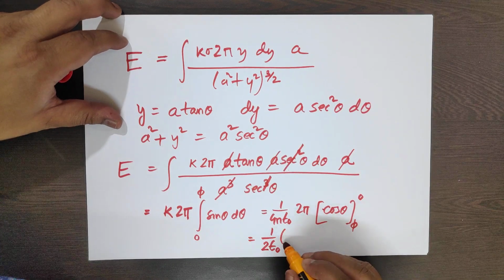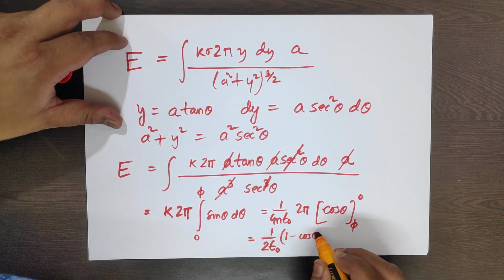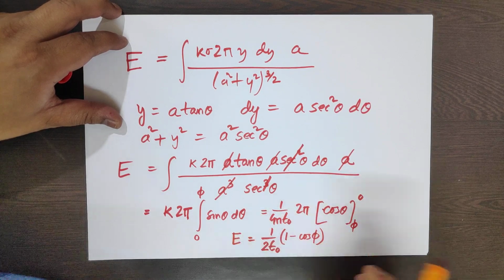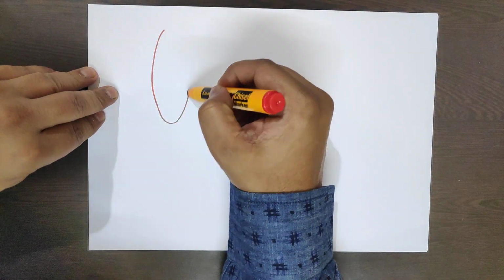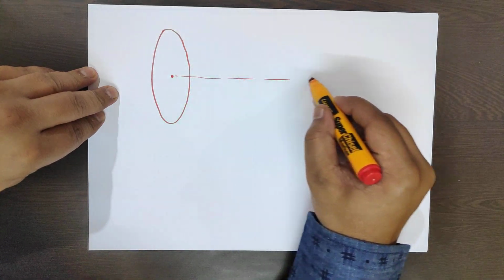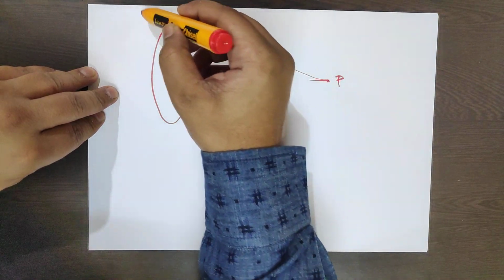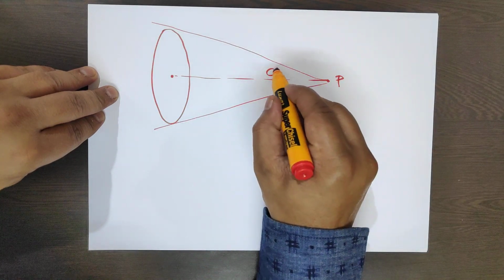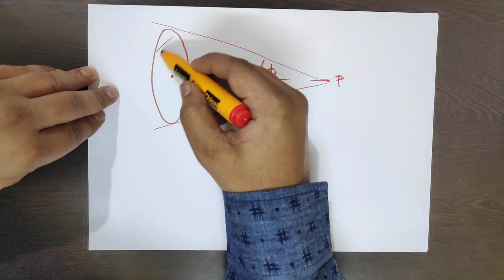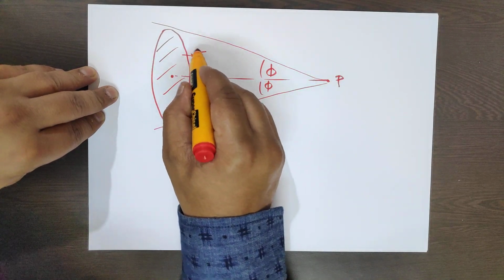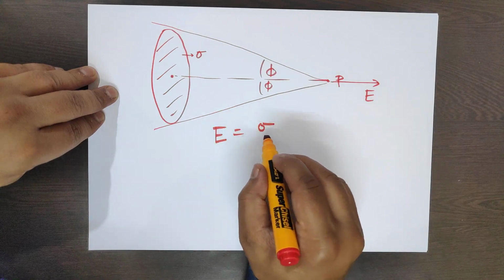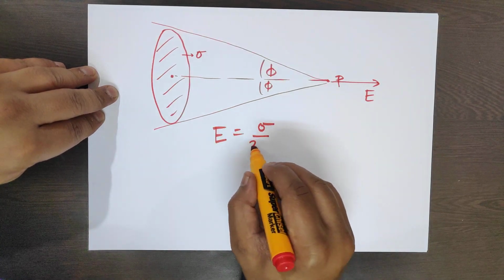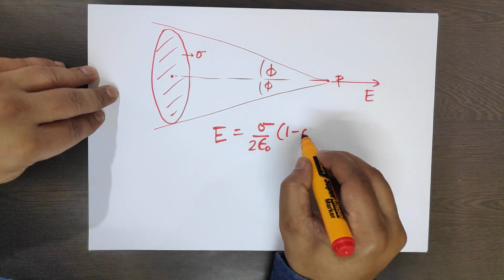Okay, so into 1 minus cos phi, so that is the field, right? So the field due to this disk, at point P on the axis of the disk, making angle like this phi. So this is a charged disk, charge density sigma. So here the field E will be sigma by 2 epsilon naught times 1 minus cos phi.